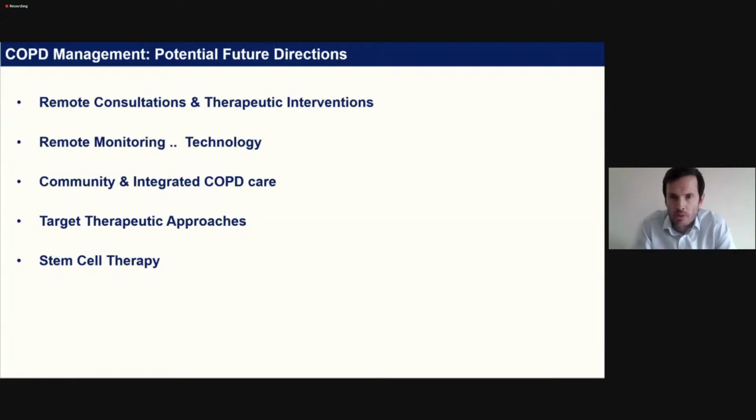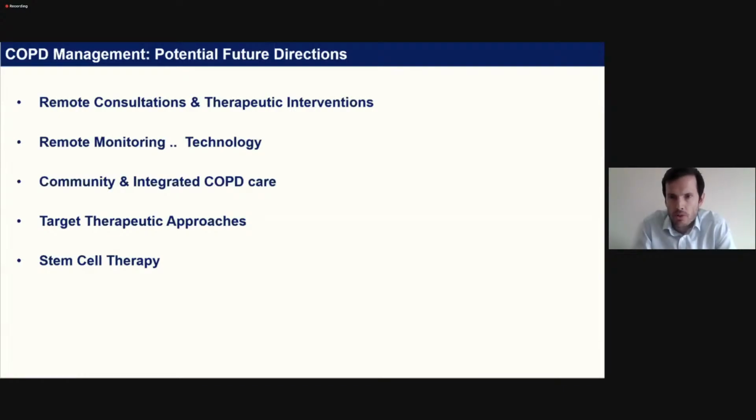The area of remote monitoring has significantly developed in recent years to allow us to monitor our patients, for example, oxygen saturation monitoring, remotely to facilitate earlier detection of exacerbations and also to facilitate safer and earlier hospital discharges. The move to expand community and integrated COPD care predated the pandemic, and this is likely to develop further in line with current government policy.